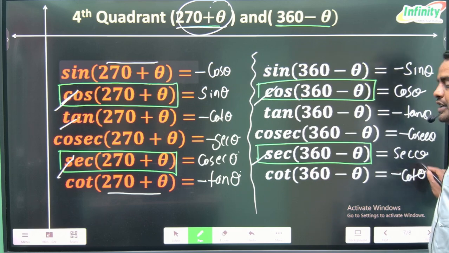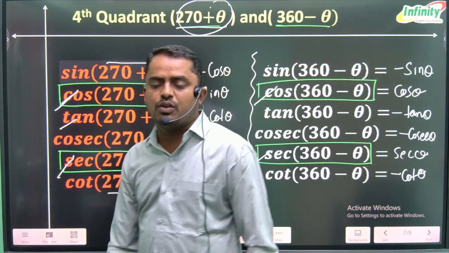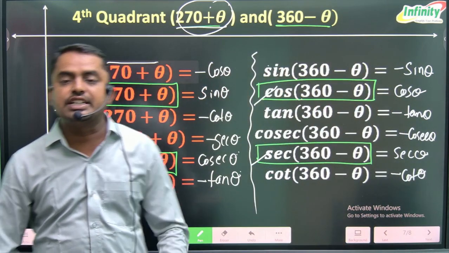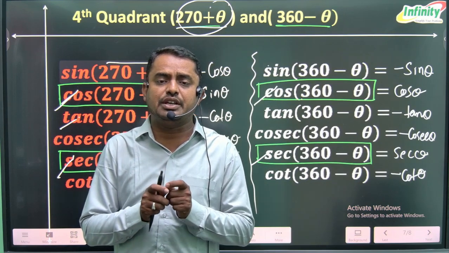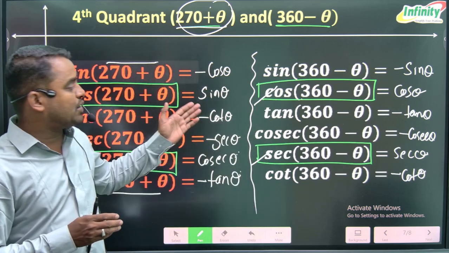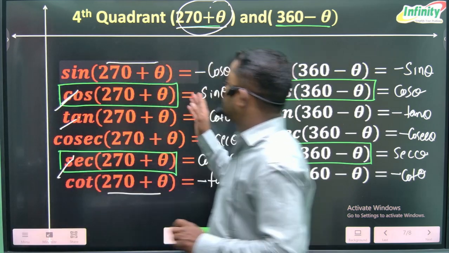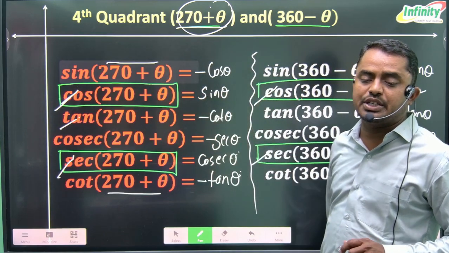Cot 360 minus theta is what? Minus cot theta. So this is all about the quadrant system. It is very important at the time of solving these formulas we are using. Wherever these formulas appear, we have to use these things and solve the problems. So it is very important.